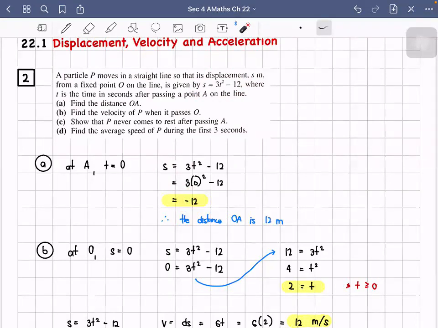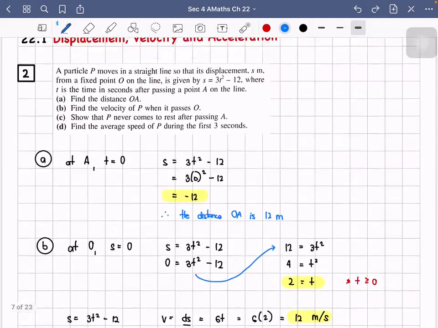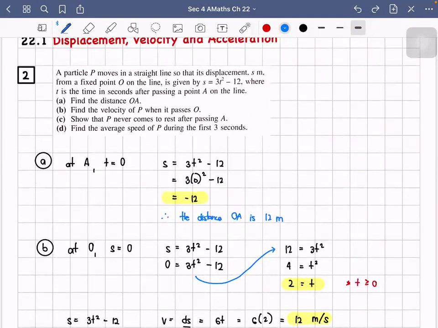Again, it's asking for the distance, right? The distance is the absolute value of the displacement. That's why this is 12 meters. So distance is always positive, guys, and displacement can be negative or positive. This is positive displacement, and this is negative displacement. So that's letter A. The distance is 12 meters away from the origin.